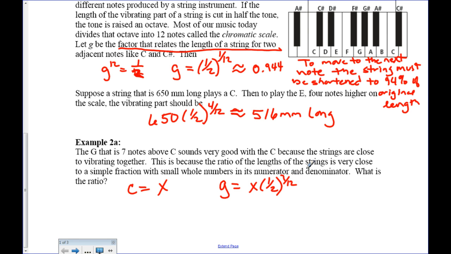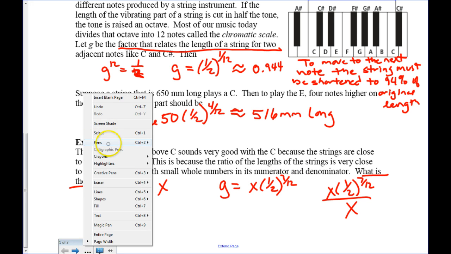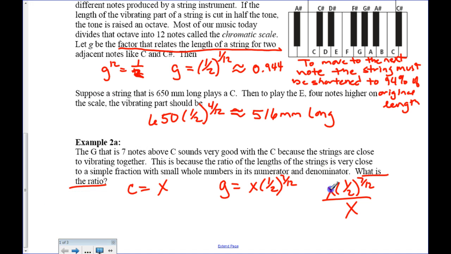So what we are looking for is the ratio between these two strings. I'm going to take X times 1/2 to the 7/12 over X. What cancels out there? The X does, right? So it's just 1/2 to the 7/12. If you put that in your calculator, you're going to end up with 0.6674, which is almost like saying 2/3 if you were to put it in a regular fraction. It's pretty close to that.